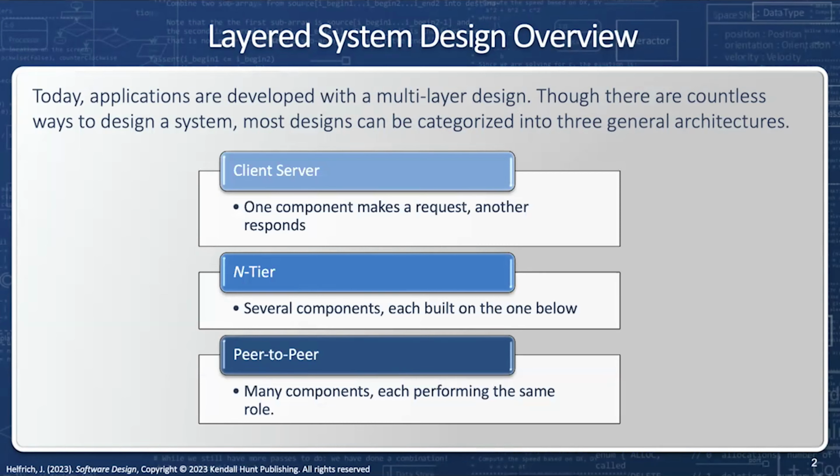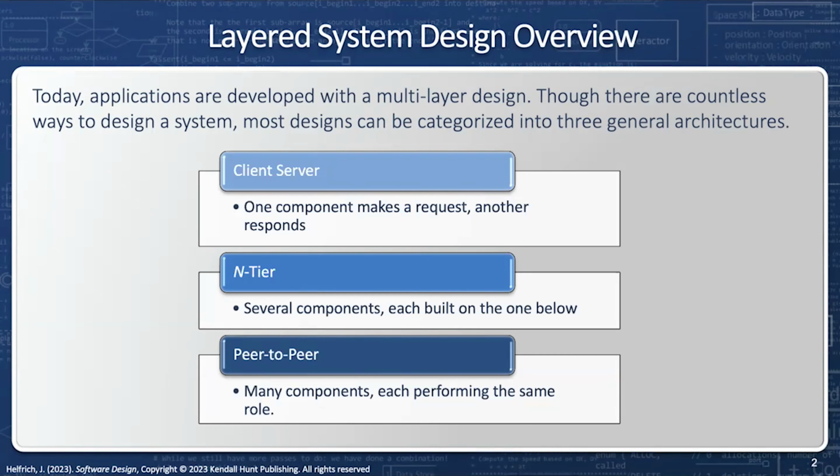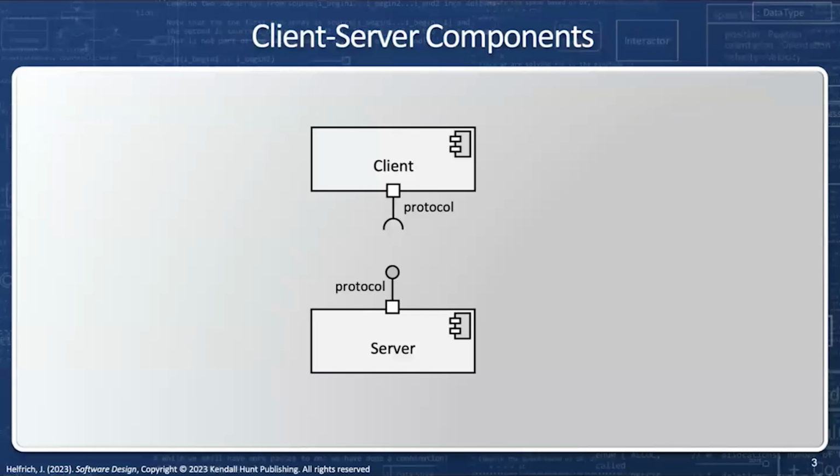Now, what makes the client-server unique is that a client-server has exactly two components, and the two components serve different roles. So in the vast majority of client-server architectures, we have the client, who is customer or user facing, and we have the server, which contains the data and does most of the processing.